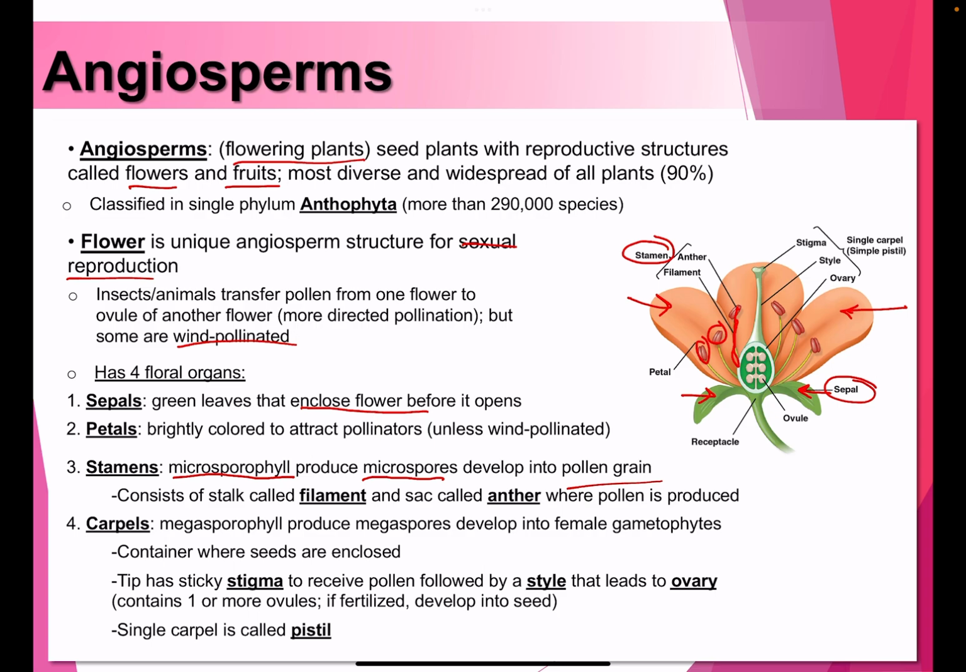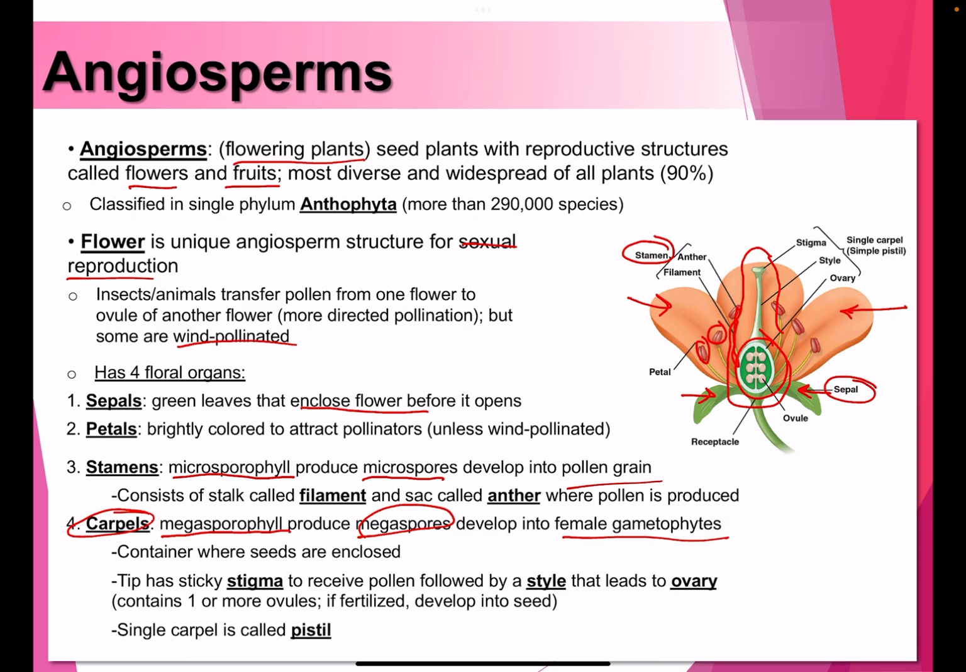All right, and then the fourth organ of the flower is the carpel. Carpel is the opposite of stamen. You can think of it that way. It is a megasporophyll that produces megaspores, large spores, in this case the egg that would develop into your female gametophytes. And there is actually a container where seeds are enclosed, just like this. And the tip of that carpel, so this whole part is the carpel, okay?